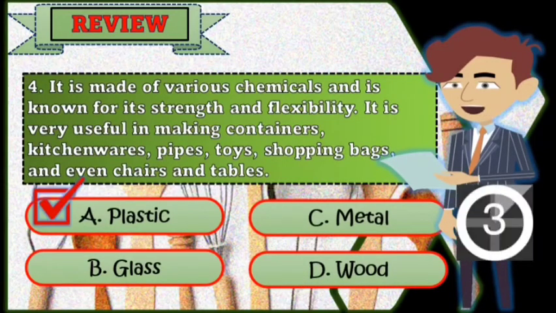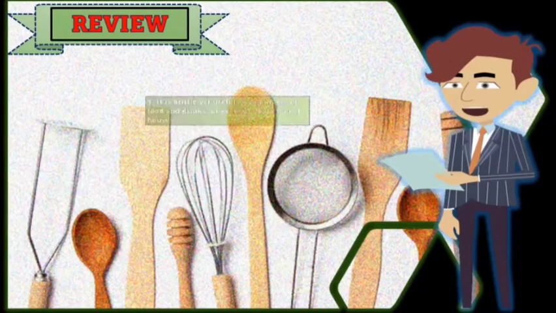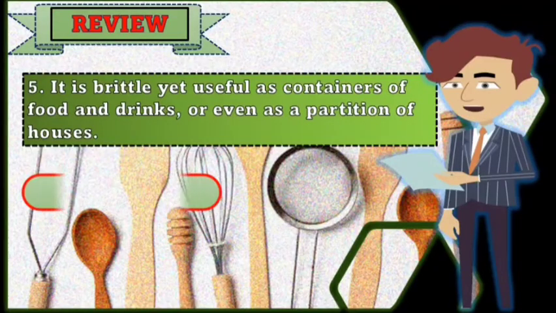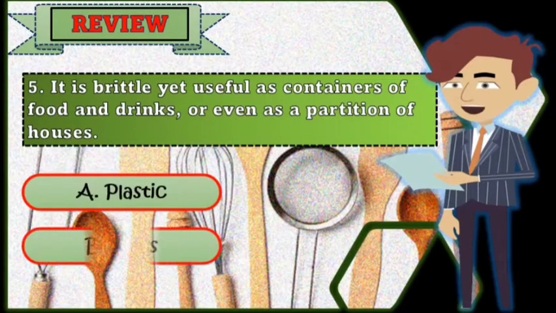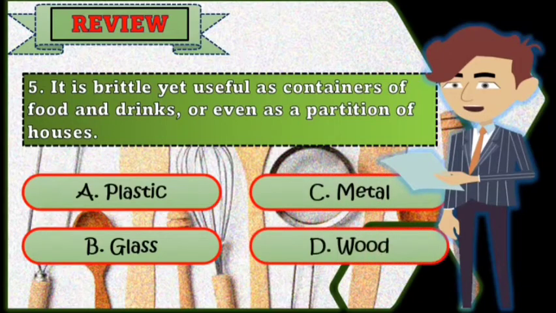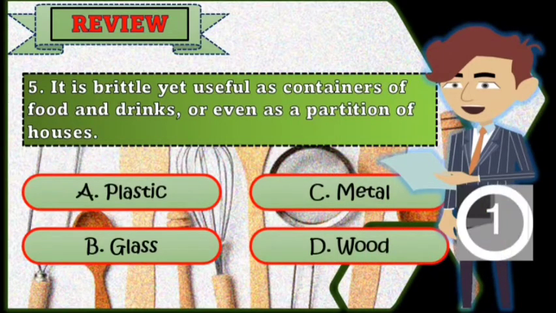Let's now proceed to the last number. It is brittle yet useful as containers of food and drinks or even as a partition of houses. Is it A, plastic, B, glass, C, metal, D, wood? Very good. Your answer is right. Letter B, glass.